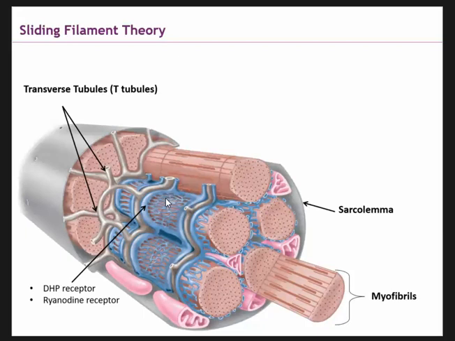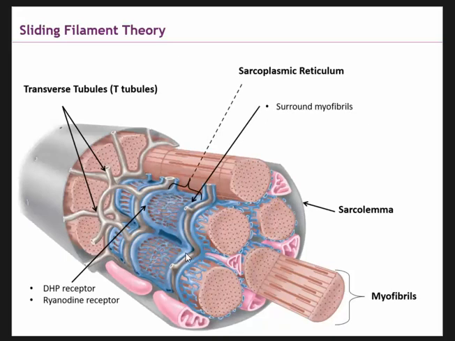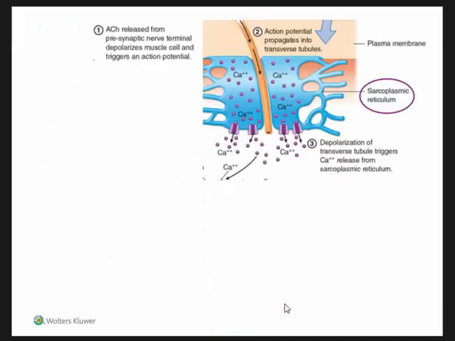They act as a voltage gate, so once they're activated, they're going to open and release calcium from the sarcoplasmic reticulum. So the reticulum is all the blue. And so once they're activated, calcium will then release from this blue structure here, and it's going to flood into the myofibril where actin and myosin exist.